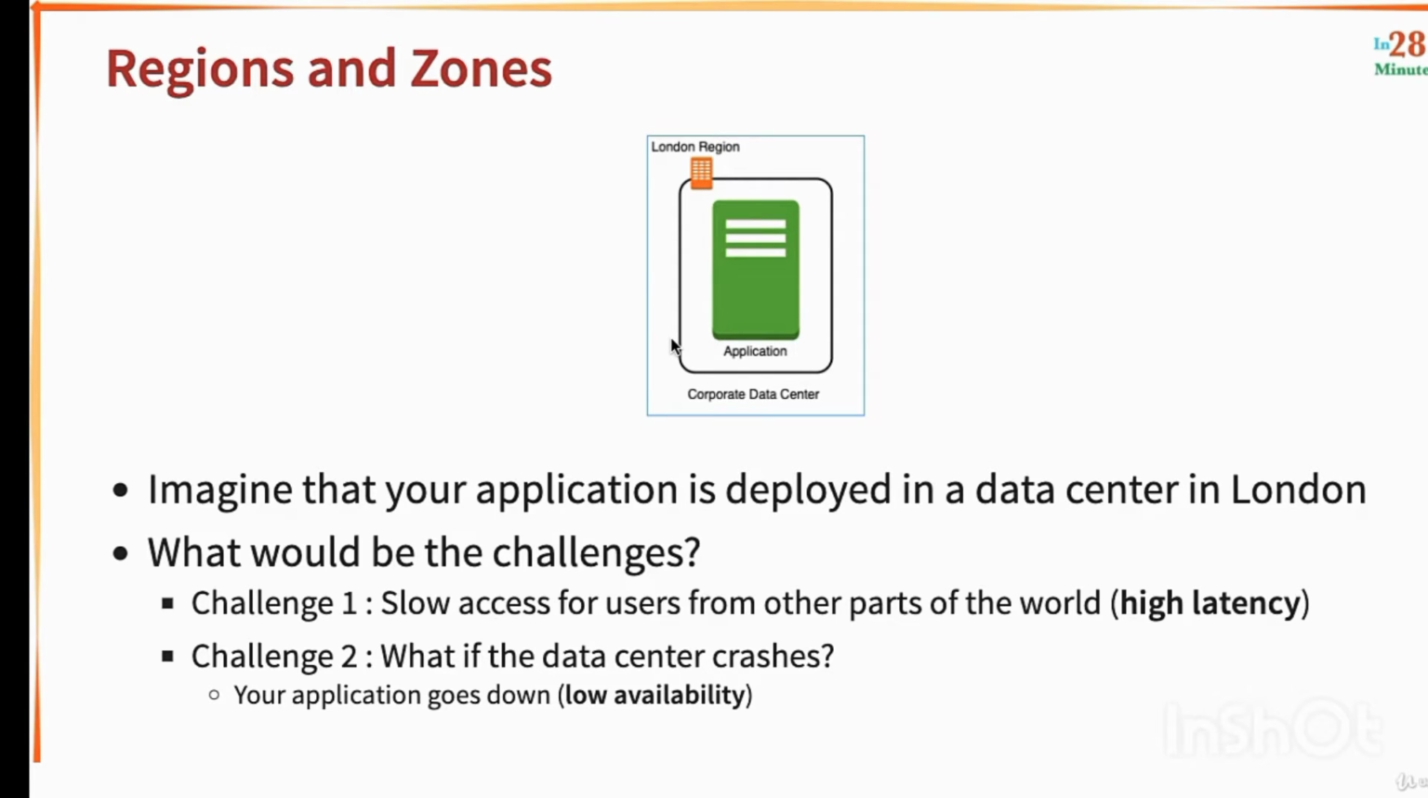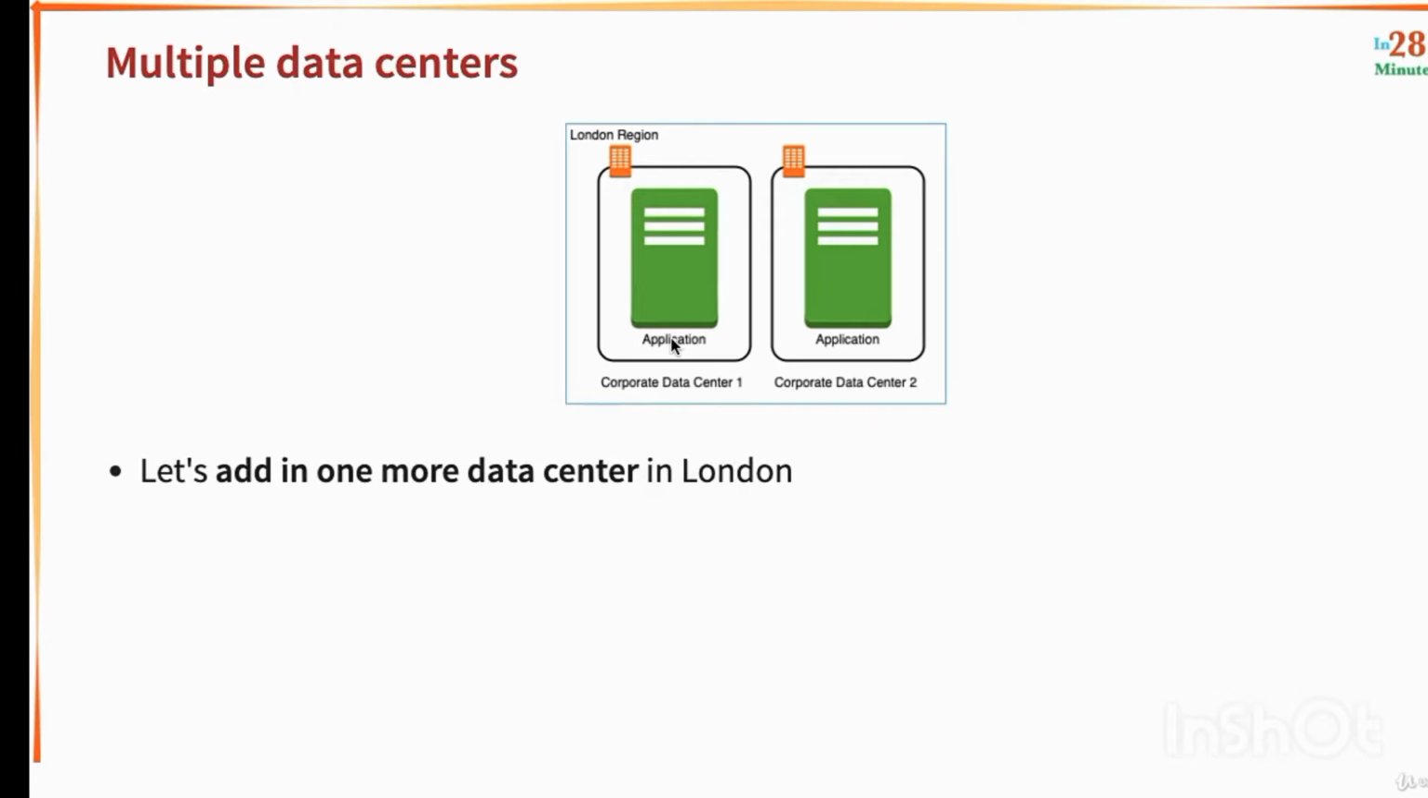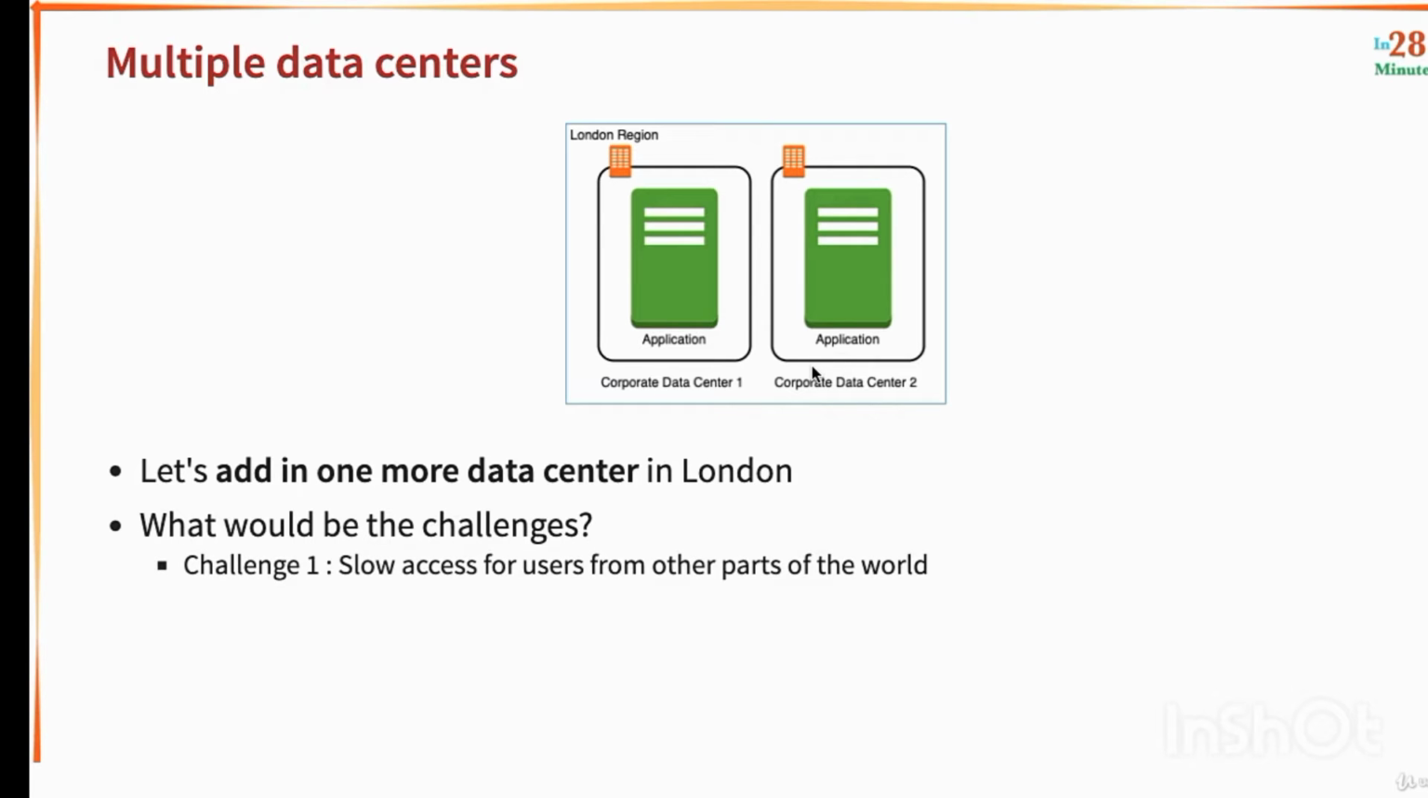Now, how can we improve this further? What we would do is we would add in another data center in London. So you got a new data center and you deployed the application in there. So now we have two data centers. Now, what would be the challenges with this kind of an architecture? Challenge one remains. Users from other parts of the world will still have slow access. However, challenge two is solved.